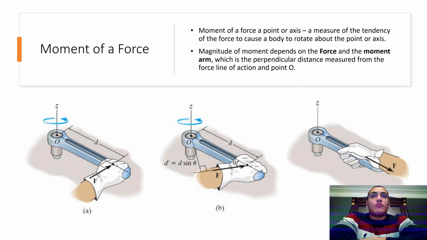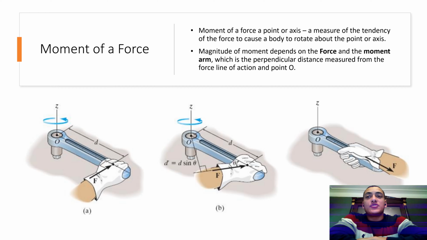So, moment of a force. It's a measure of the tendency of the force to cause a body to rotate about a point or axis. The magnitude of the moment depends on the force and the moment arm, which is the perpendicular distance measured from the force's line of action to point O.